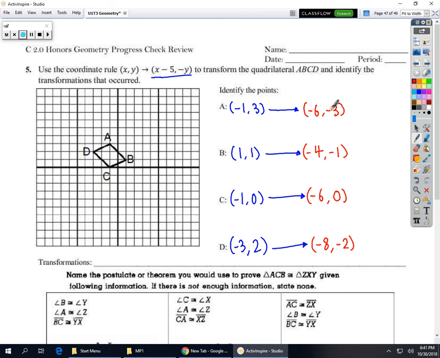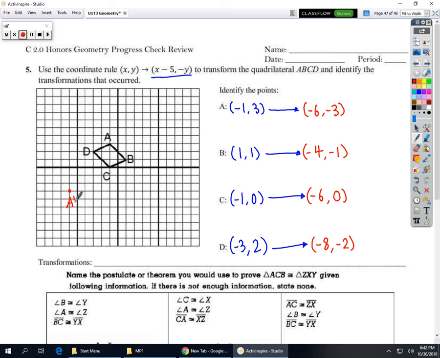Cool. So I've changed up my points. Now it's time to plot them. So be careful with this. You don't want to lose points just for not plotting it right. 1, 2, 3, 4, 5, 6. 1, 2, 3. So that is your A prime.